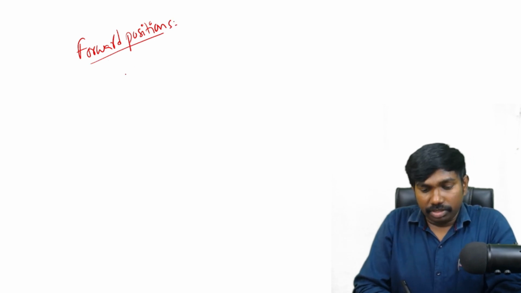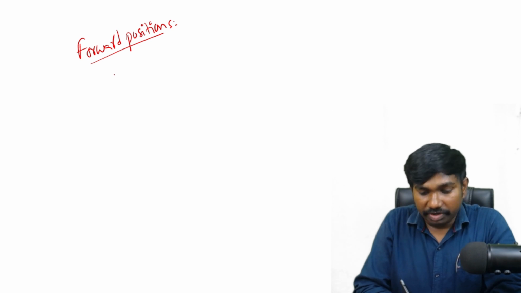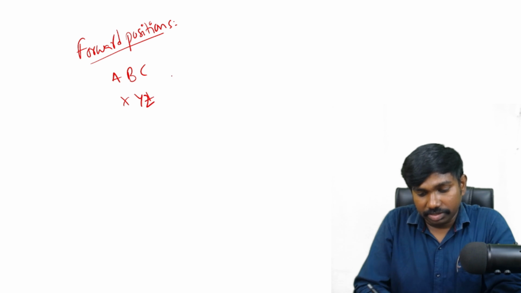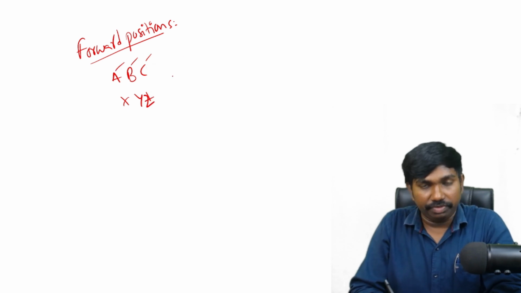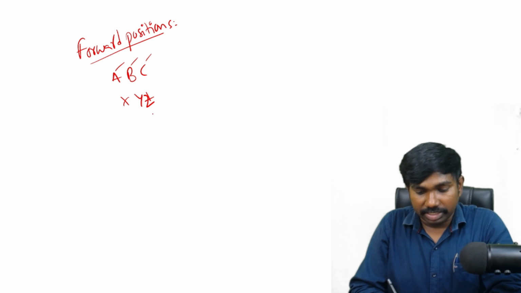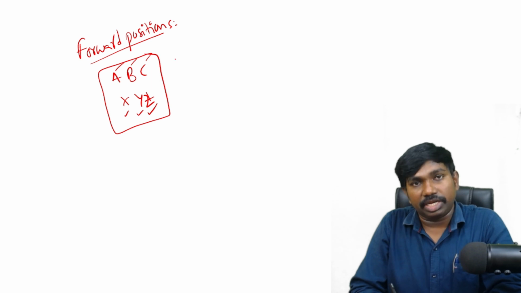I hope no trick is required for A, B, C and X, Y, Z, because these are the first three letters, 1, 2, 3, first, second, third, and these are the last three letters, like 24, 25, 26, right? Except for these 6 letters, I'll give the trick for each and every letter. So the first trick to remember is E, J, O, T, Y.